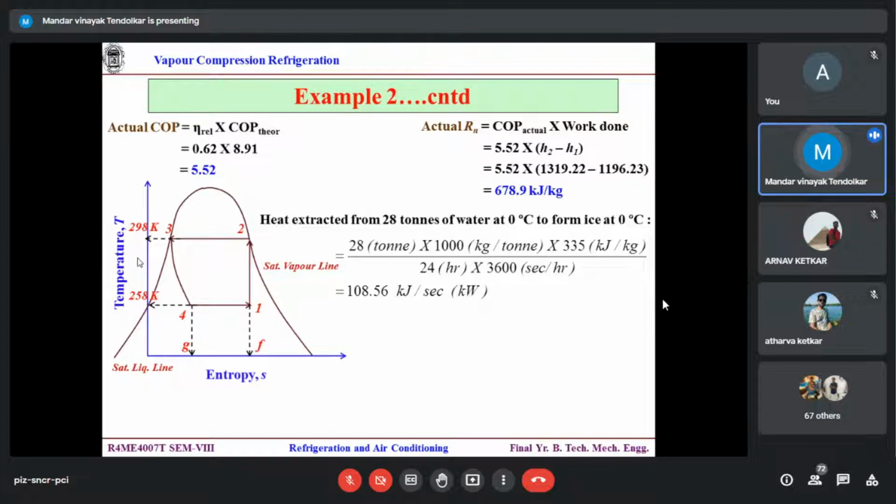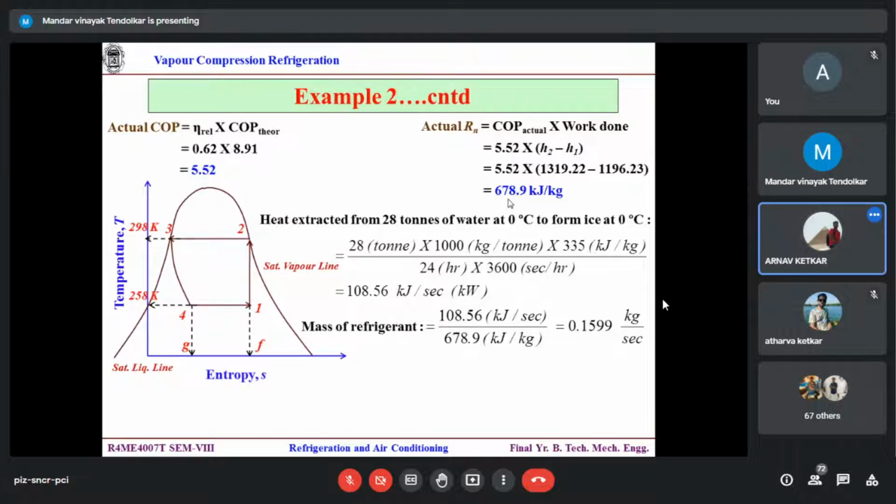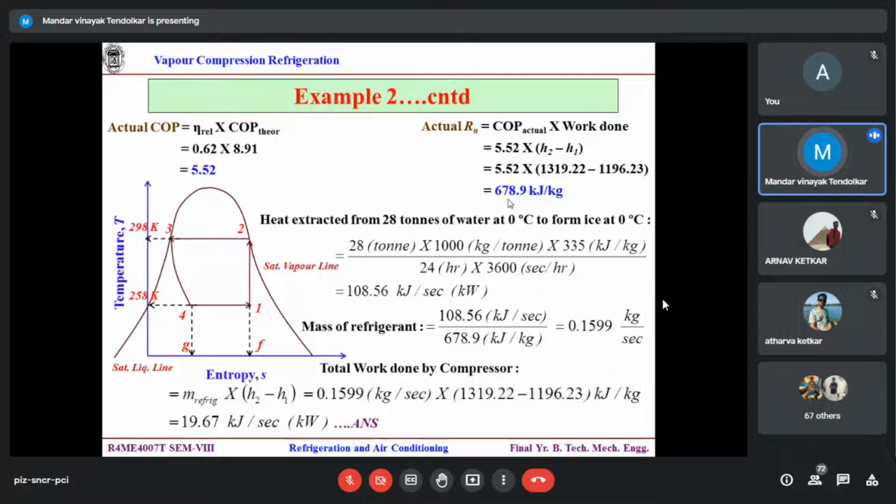Now if this is the total heat and this is the specific heat in kJ per kg, so I can calculate the mass flow rate of the refrigerant, correct? Yes, sir. So mass flow rate of the refrigerant, 108 divided by 678. kJ per second divided by kJ per kg will give you kg per second. Is this fine? Yes. So you got now the mass flow rate.